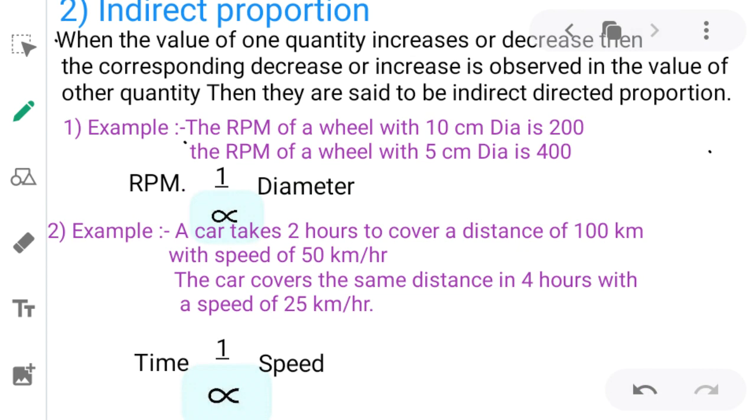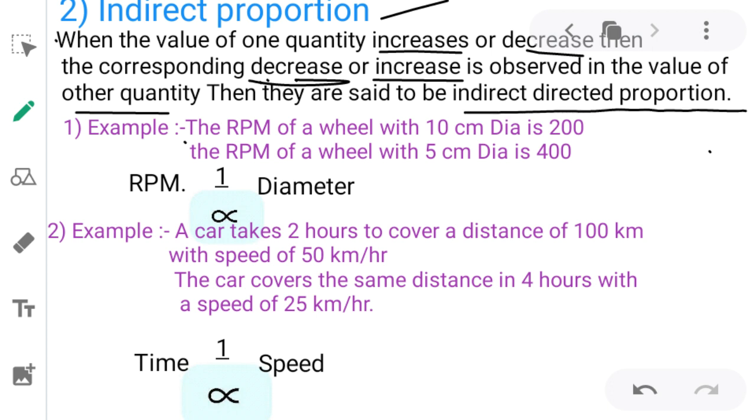Let's take the second type, that is indirect proportion or inverse proportion. When the value of one quantity increases or decreases, observe carefully, then the corresponding decrease or increase is observed in the value of the other quantity, then they are called indirect proportion.